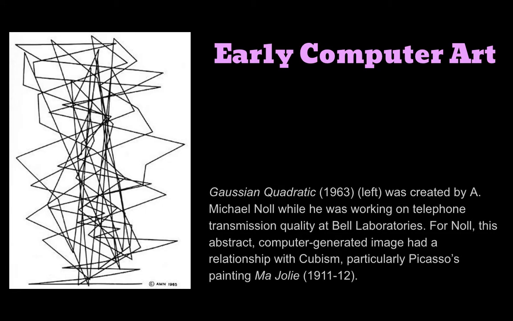This slide shows Gaussian Quadratic from 1963, which was created by A. Michael Noll while he was working on telephone transmission at Bell Laboratories. For Noll, this abstract computer-generated image had a relationship with Cubism, particularly Picasso's painting Ma Jolie from 1911-1912.